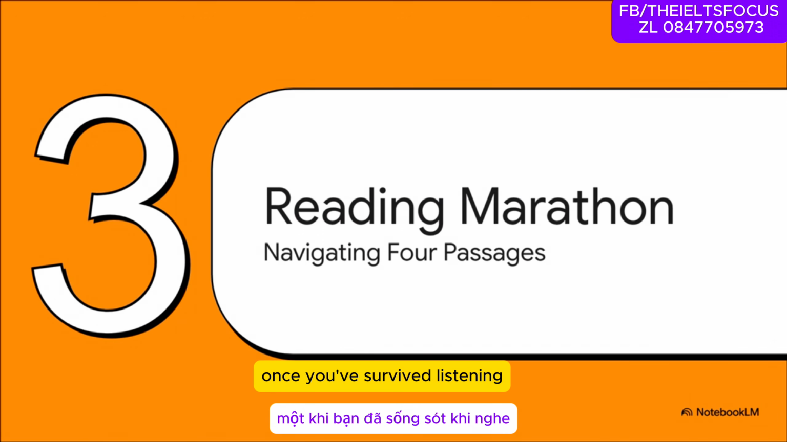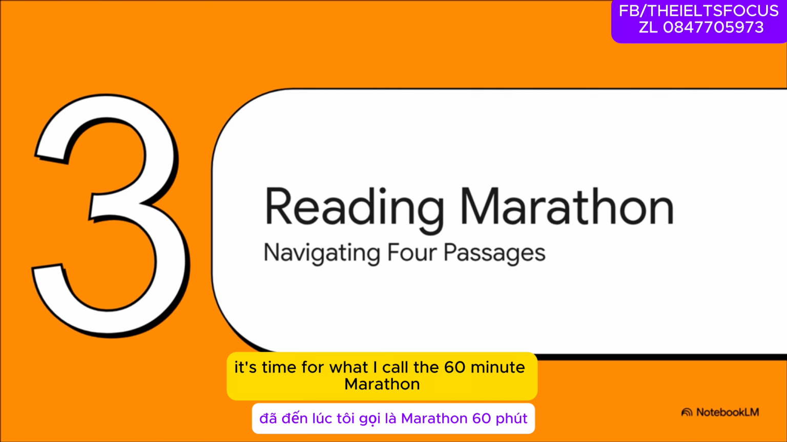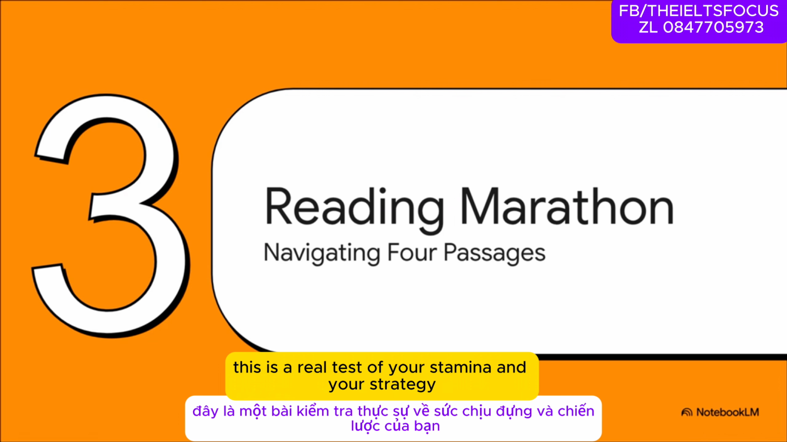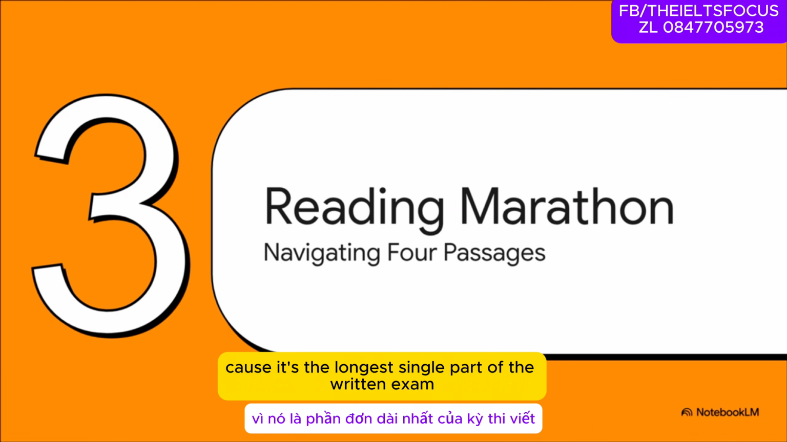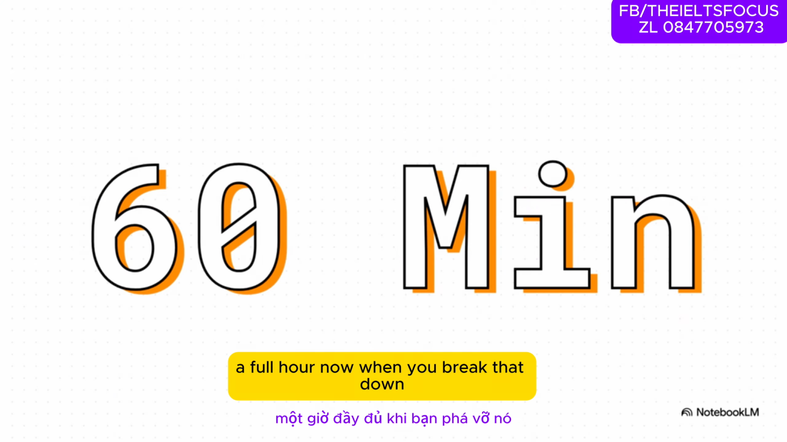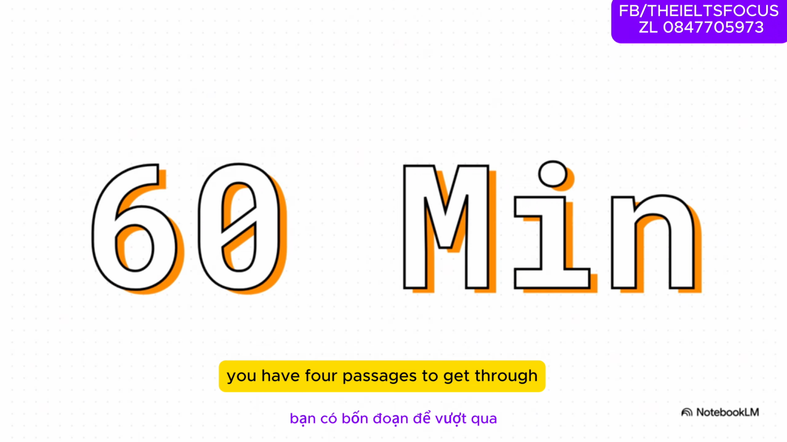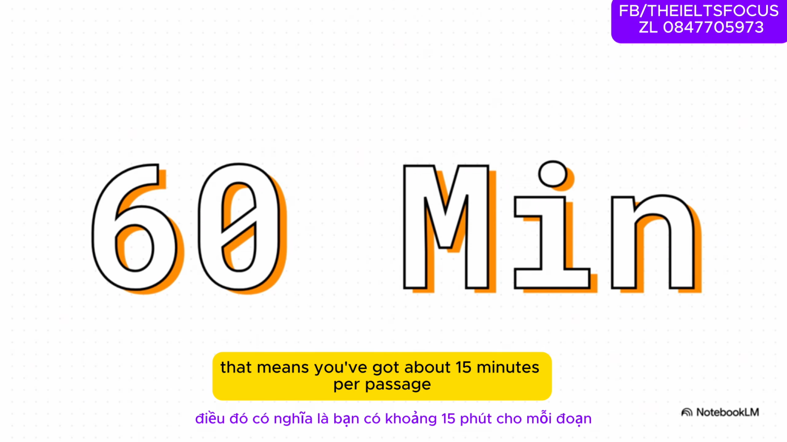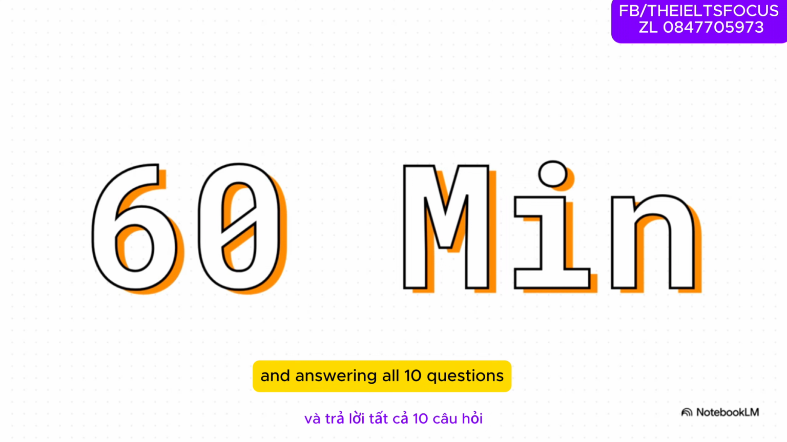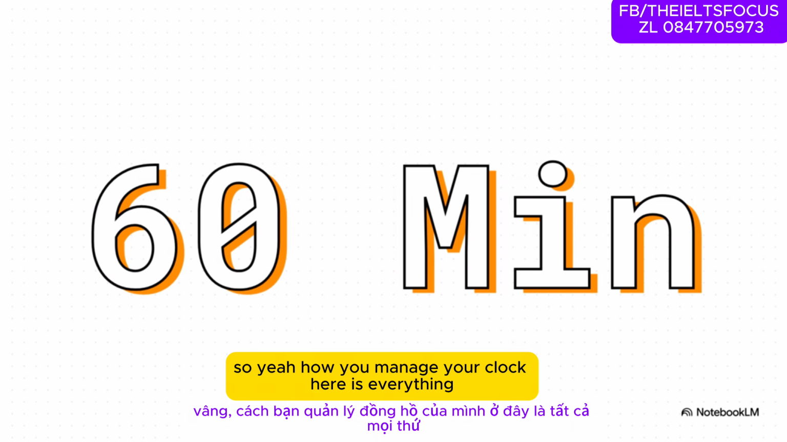Okay, once you've survived listening, it's time for what I call the 60-minute marathon, the reading section. This is a real test of your stamina and your strategy, because it's the longest single part of the written exam. You get exactly 60 minutes, a full hour. Now, when you break that down, you have 4 passages to get through. That means you've got about 15 minutes per passage. And that time has to cover reading the text and answering all 10 questions. So, yeah, how you manage your clock here is everything.